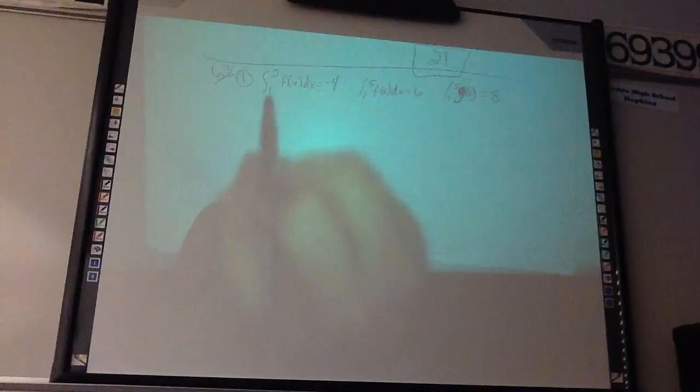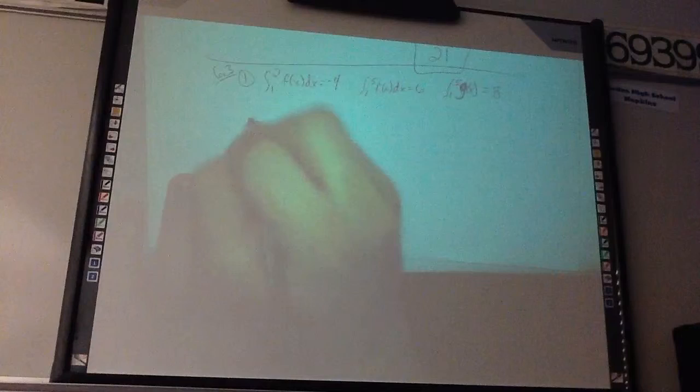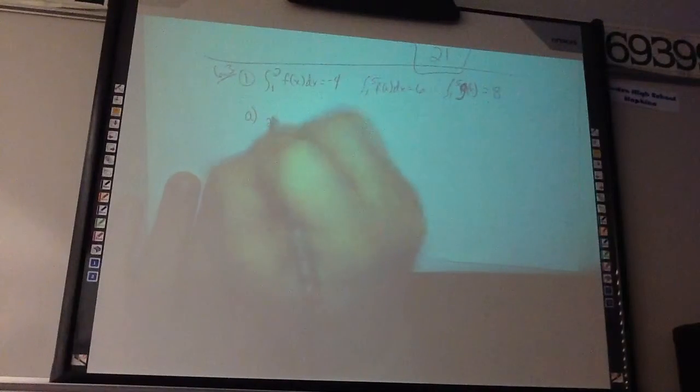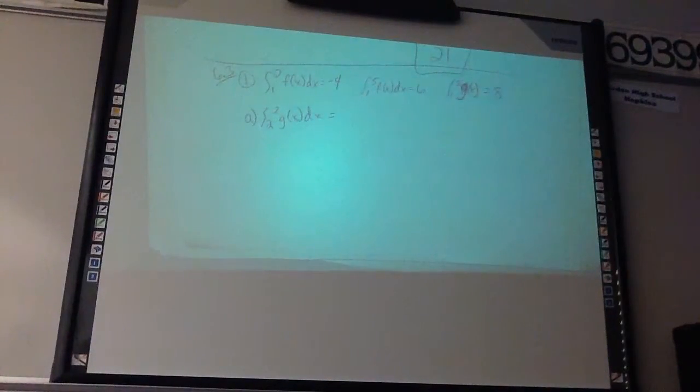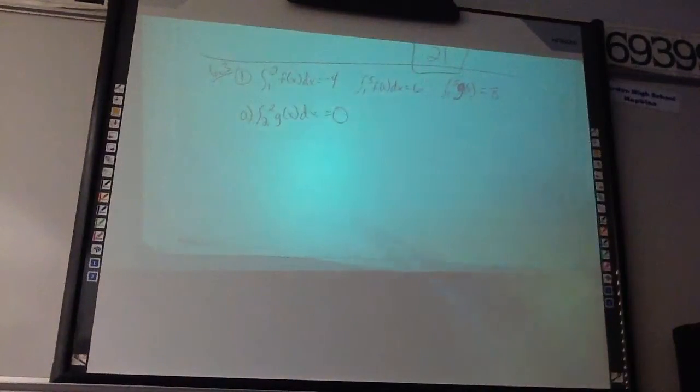It gave you a couple integrals of a couple different functions and told you the answers. And then it would ask, like on this one, part A says find the integral from 2 to 2 of g of x dx. What would that be? You can't do it. You're close. It's 0, because it doesn't move. Oh, duh. So the area for that is 0. That is tricky. You could put anything right here. I could have put f of x there. It's still 0. It doesn't matter.